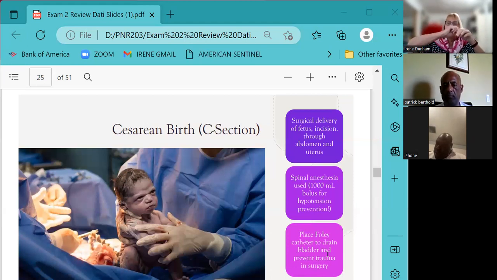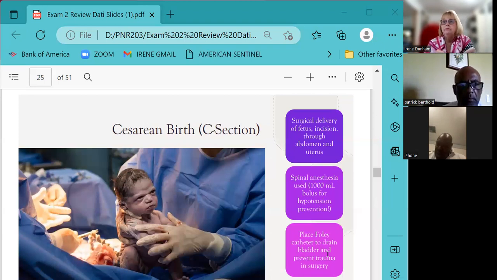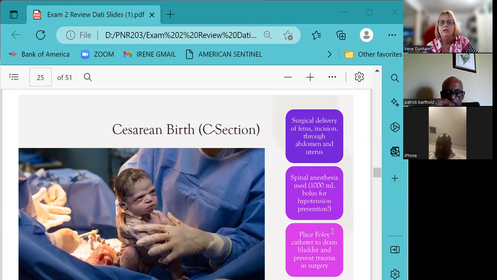Okay, so when we go in and we cut the skin, now we're going deeper and we're getting close to the uterus. There's that bladder. If it doesn't have a Foley in it, it'll be full. I can nick that bladder. And you don't want to nick a bladder, because then you have to call a urologist in to fix it when you're doing a C-section. It's never good. So always remember this. And guys, write this down. The Foley catheter is to drain the bladder and prevent trauma in the surgery.